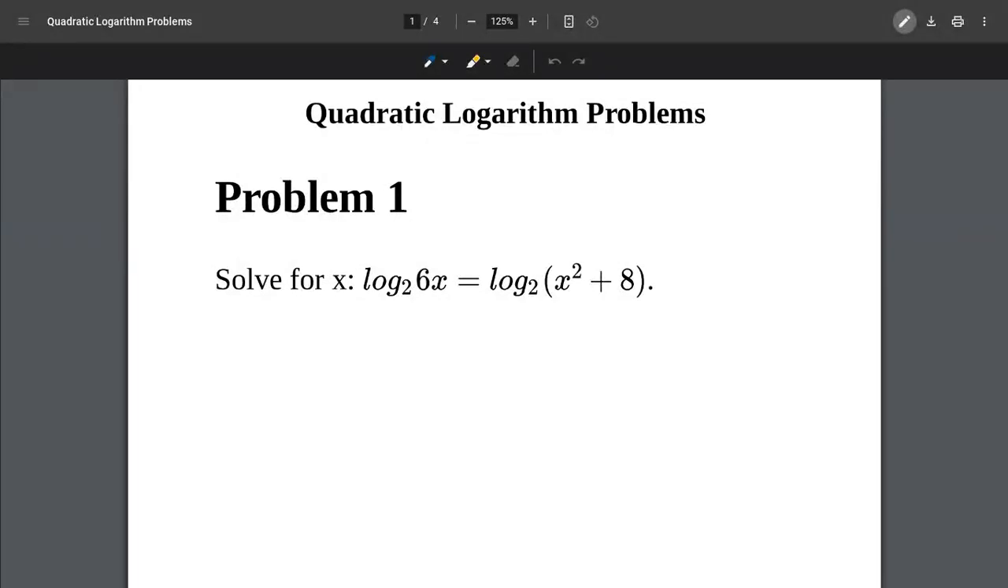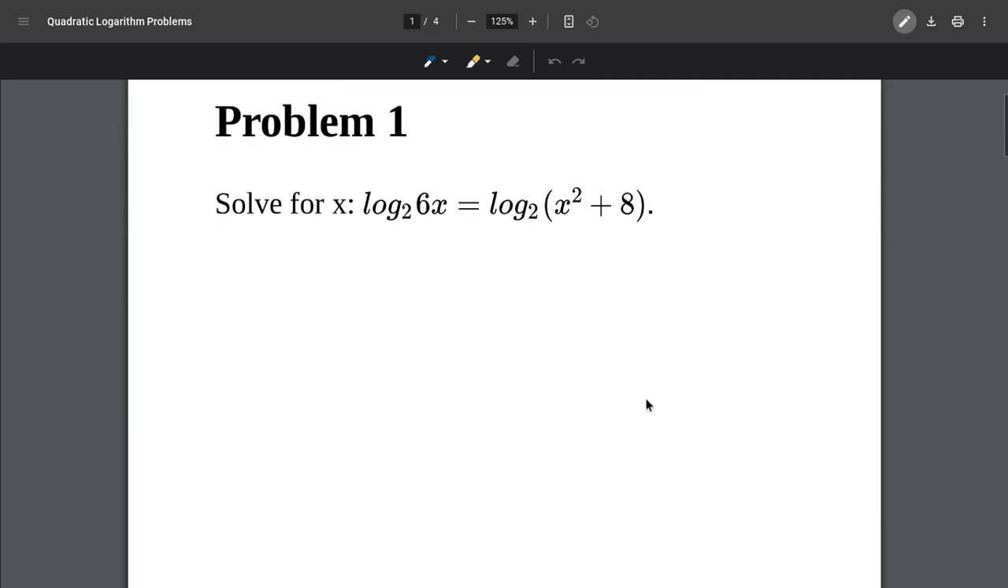In this video, we're going to look at logarithm problems where we're actually dealing with quadratics once we start to work these out. And we'll go through checking our solutions there. So let's look at problem 1. We're going to solve for x.